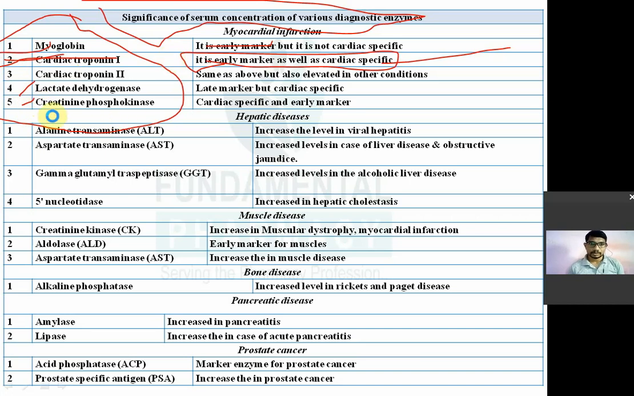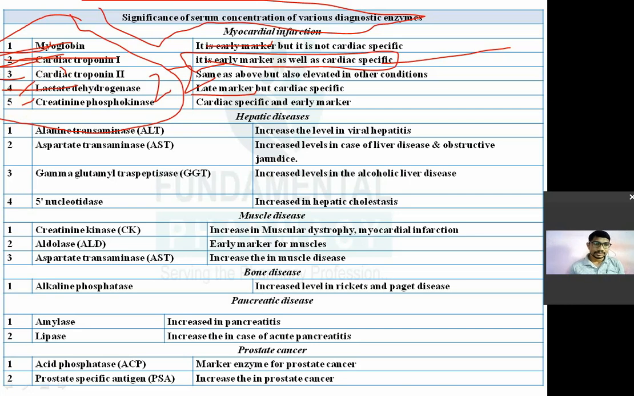So remember, lactate dehydrogenase is also a marker for myocardial infarction, but it is a late marker. अर्ली मार्कर कौन है? Cardiac troponin, GPAT 2022. तो cardiac troponin 2 is also an early marker, but cardiac troponin 2 is also elevated in case of another disease. बाकी कोई डिसीज होगा तो उसमें भी ये बढ़ जाएगा, लेकिन cardiac troponin 1 is cardiac specific and it is the early marker for myocardial infarction.